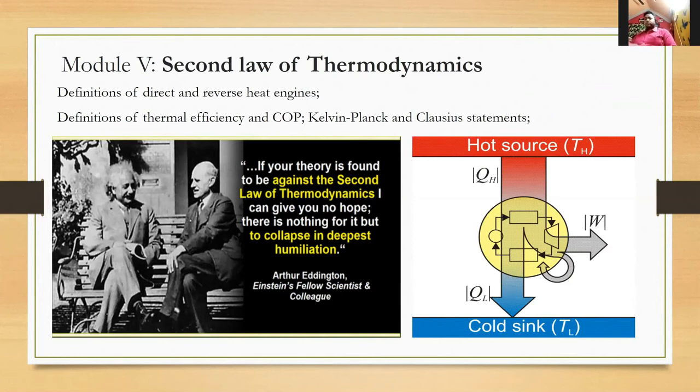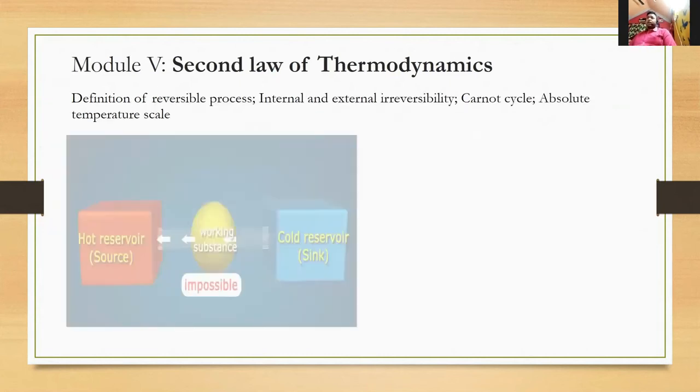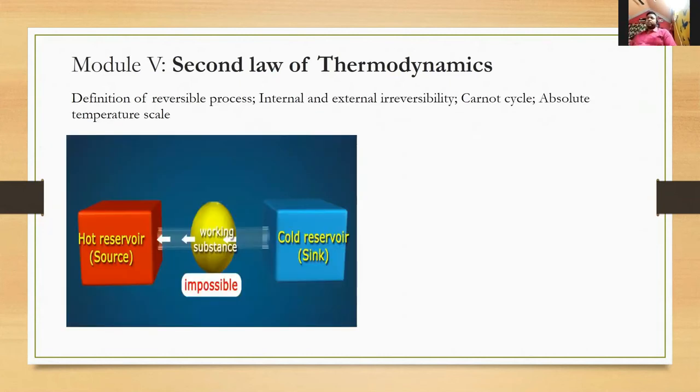So many important things will come up, like the Kelvin-Planck and Clausius statements, and the thermal efficiency, which is a very important word for every engine. Without the definition of efficiency, you cannot evaluate an engine. In the second law of thermodynamics, we'll talk about reversible processes, and internal and external irreversibility. We'll talk about the Carnot cycle and the absolute temperature scale. I will just give you a brief on the reversible and irreversible process.